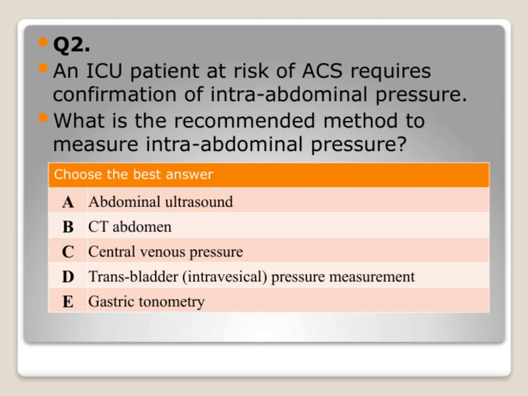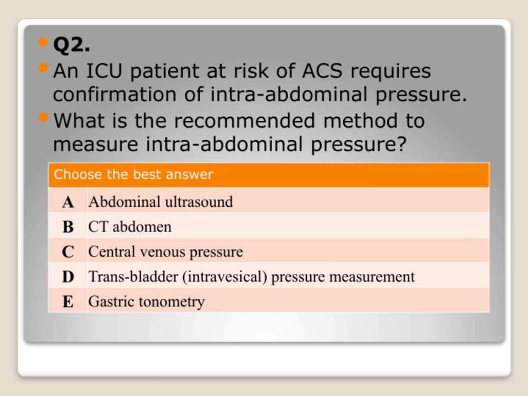All right, let's focus on the question here. When we're dealing with an ICU patient who is at risk of abdominal compartment syndrome, or ACS, it's crucial to accurately measure the intra-abdominal pressure. Now, the question asks, what is the recommended method to do this? Looking at the options A and B, abdominal ultrasound and CT abdomen, are imaging techniques, but they don't provide a direct measurement of pressure. Instead, they're more useful for visual assessment of the abdominal organs and structures.